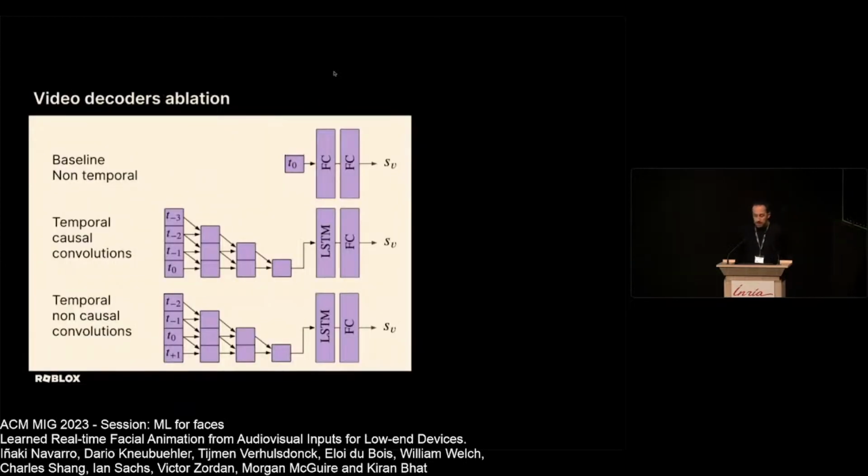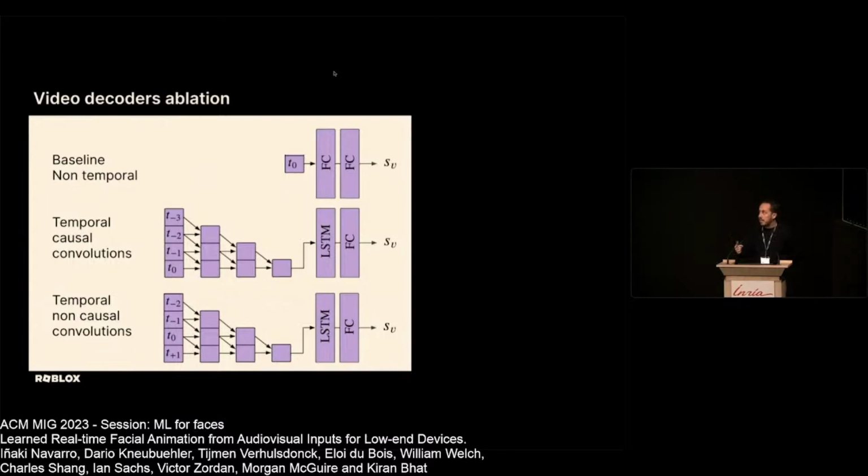We did a small ablation study on the video decoder. The baseline, which is not what we have in the product, would be just using fully connected layers, with no temporal losses and no temporal architecture. The second case is the one I described. We use temporal causal convolutions, meaning we only use present and past frames. And then we use a third one where we use the same architecture, but we use a frame from the future.